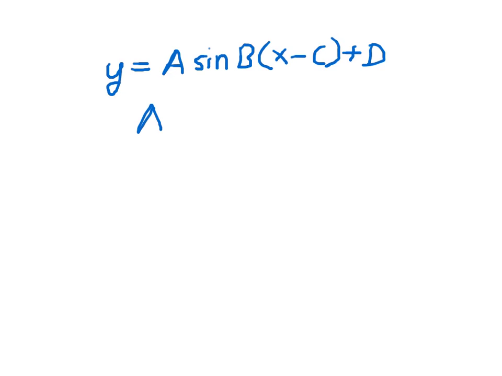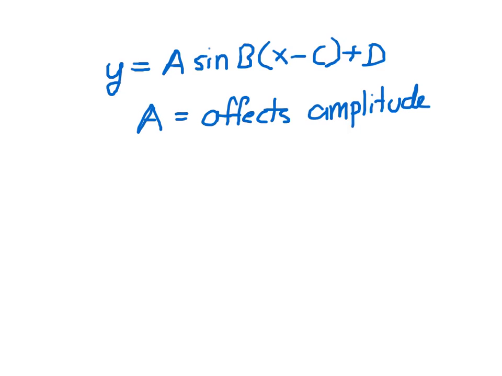Well, a affects the amplitude. We saw that in the first set of graphs. If this is a positive number greater than 1, the amplitude is going to be stretched. If it's a negative number, the amplitude is going to be flipped. And if it's between -1 and 1, the amplitude is going to be squished. B affects the period.